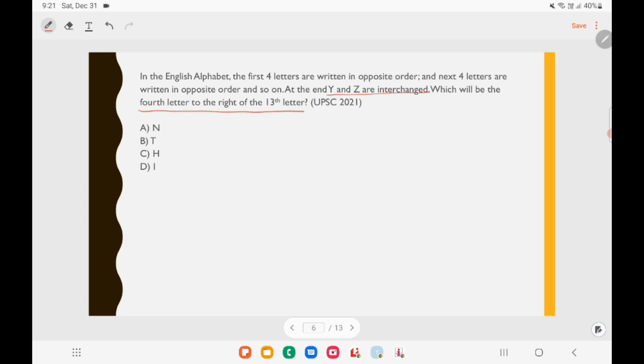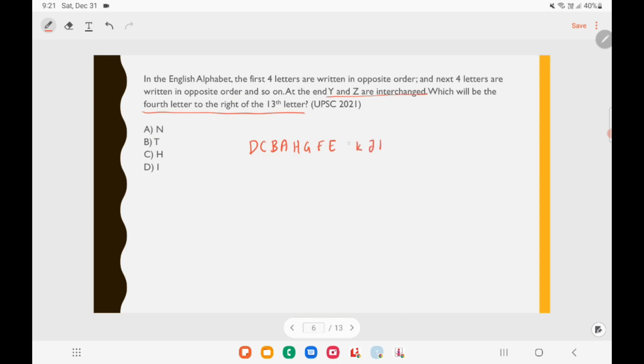So here, what have they given? The first 4 letters are written in opposite order. That means A, B, C, D will be written like this, reversed. Then the next 4 letters are written in opposite order. Then E, F, G, H, I, J, K, L, M, N, O, P, Q, R, S, T. So in this way the letters are going. I have stopped there. Now which will be the 4th letter to the right of the 13th letter?